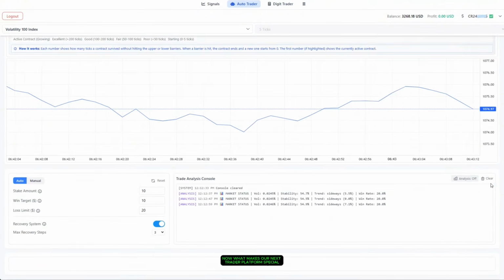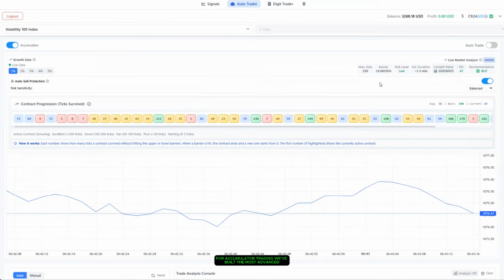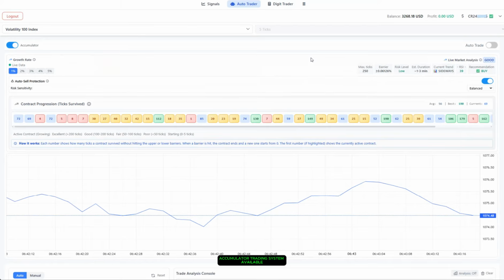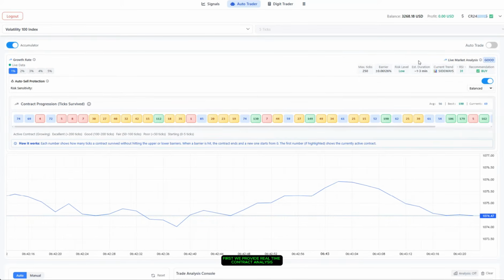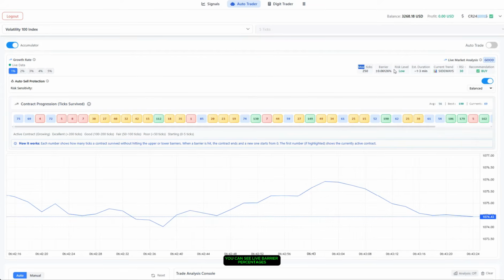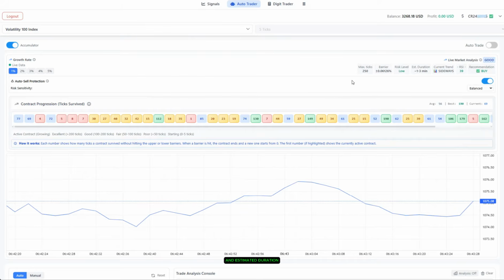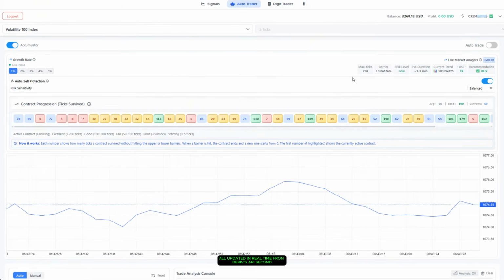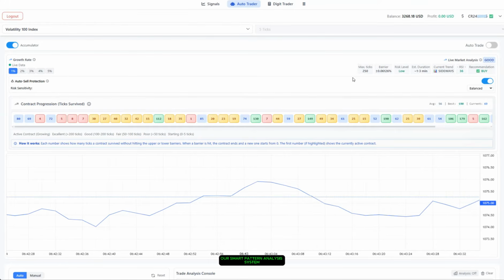Now, what makes our NexTrader platform special for accumulator trading? We've built the most advanced accumulator trading system available, and here's what sets us apart. First, we provide real-time contract analysis. You can see live barrier percentages, maximum ticks, risk levels, and estimated duration, all updated in real time from Deriv's API.